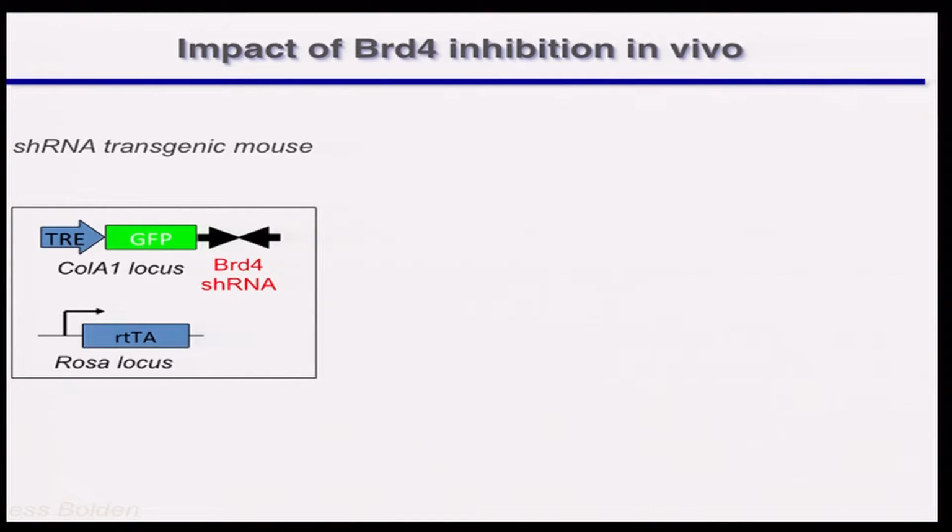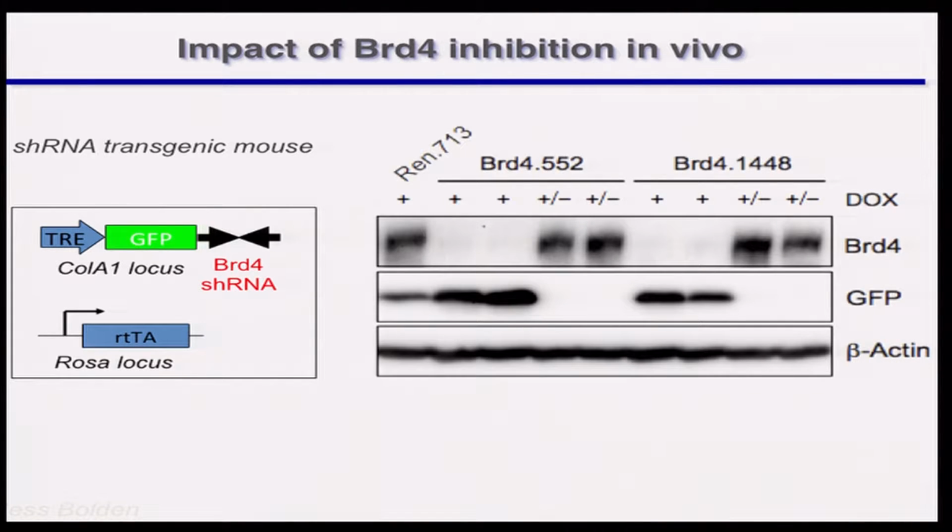So we made one of these shRNA transgenic mice. This is the configuration shown here, with different BRD4 shRNAs. And here's just an example of the type of knockdown we get. These are actually cells from the intestine. Ren stands for shRNA targeting Renilla luciferase. It's a negative control. It doesn't knock down any gene. We use it in all of our experiments.